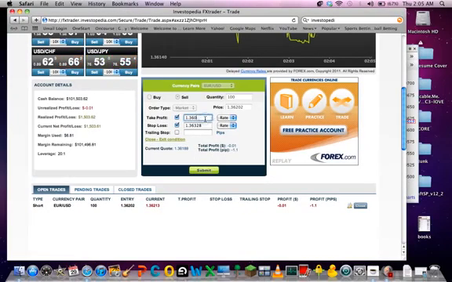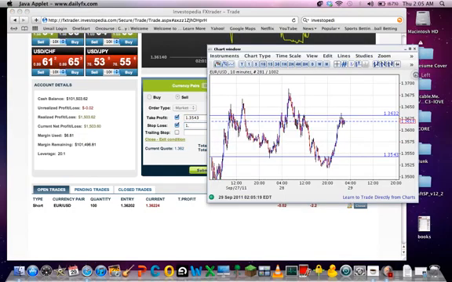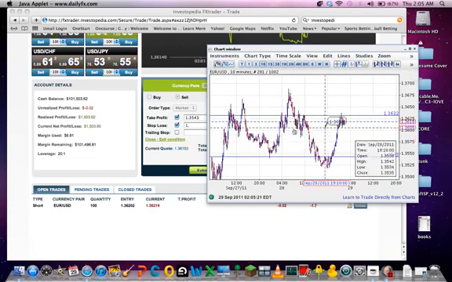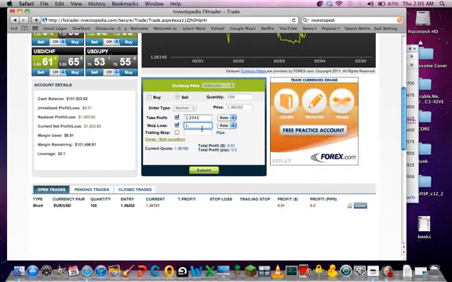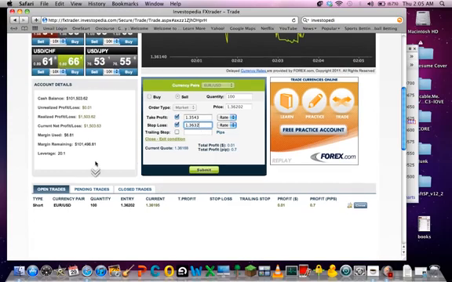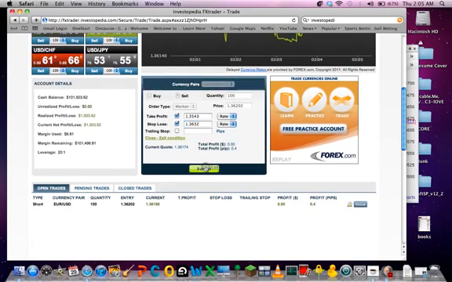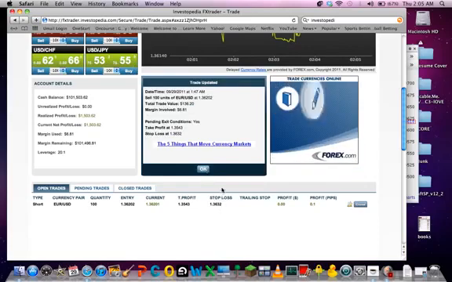1.3543. And the stop loss was up at 1.3632. Okay, so you can see right here that our stop loss went in and our take profit also went in.